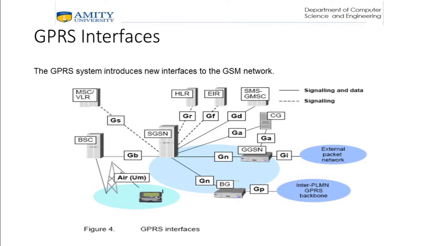As you can see in the diagram, the GPRS system introduces new interfaces to the GSM network. The figure here is the logical architecture with the interfaces and reference points of the combined GSM or GPRS network. You can see that there are Gs, Gb, BSC, MSC, VLR. These are connected to the SGSN. The interfaces used by the GPRS system are described below.